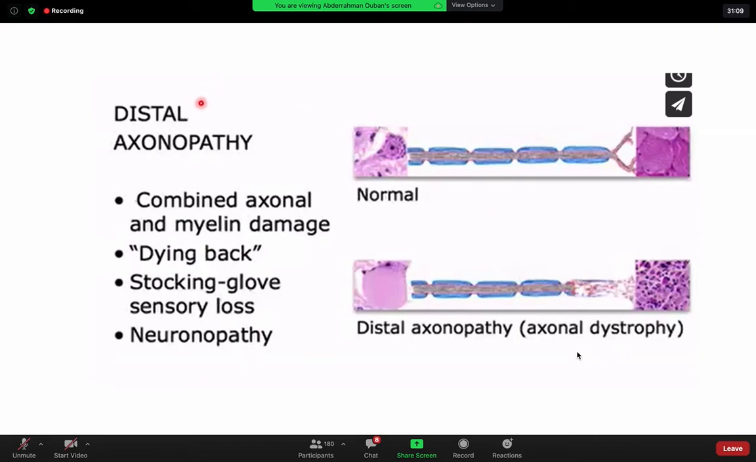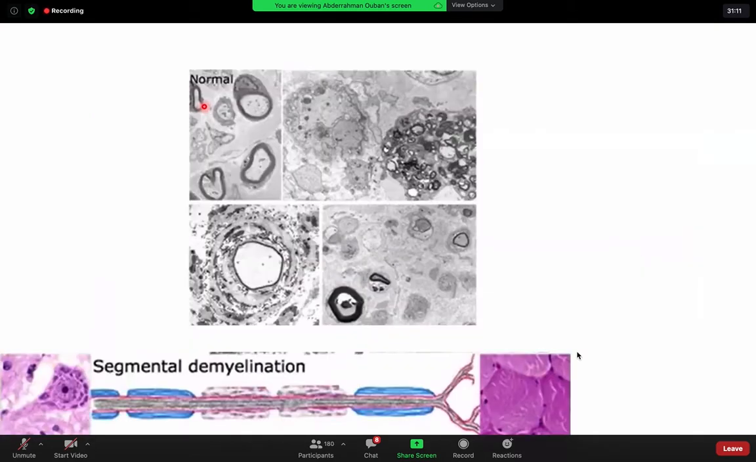All right. Now, segmental demyelination. As I mentioned to you here, what's happening, it's a problem in this case of the myelin, because the axon more or less is intact. What's happening is the myelin that is getting lost.